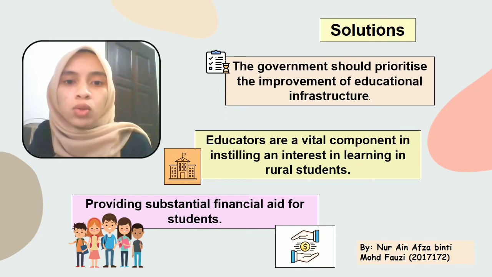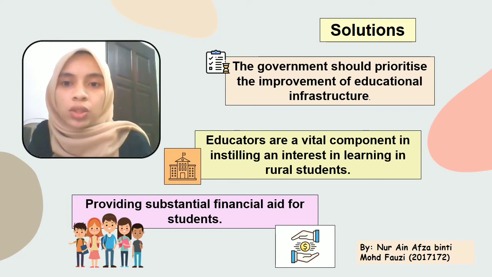Next, to ensure that all students, particularly those from rural areas, receive an equal education, the government should prioritize the improvement of educational infrastructure. Furthermore, as educators are a vital component in instilling an interest in learning in rural students, the government should not overlook the provision of service to teachers. For example, better housing and school infrastructure should be prioritized in order to encourage more teachers to serve in rural areas and reduce students' absenteeism. In addition to that, providing substantial financial aid such as subsidies or scholarships to low-income students should remain a priority on the government agenda. This will help narrow the performance gap between rural and urban students.